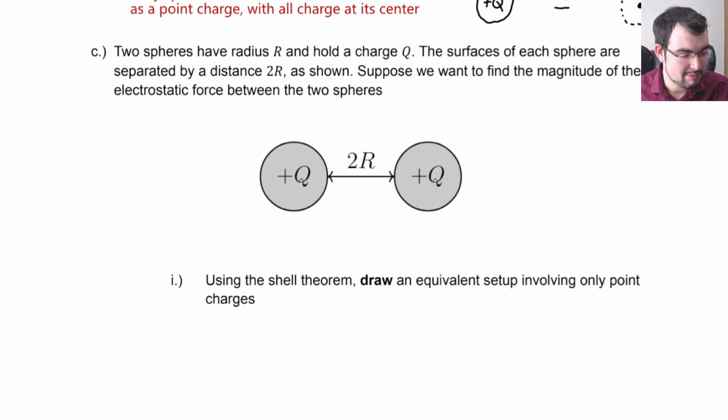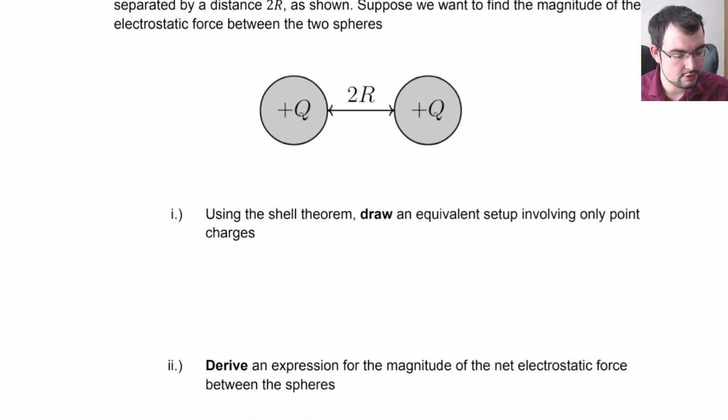So here's a pretty representative example. Two spheres have radius r, and their surfaces are separated by 2r. And we want to find the force between them. So first, using the shell theorem, draw an equivalent setup using only point charges. So again, anytime you have a sphere with electrostatics, you can just pretend it's a point charge. Just remember to get all the lengths correct.